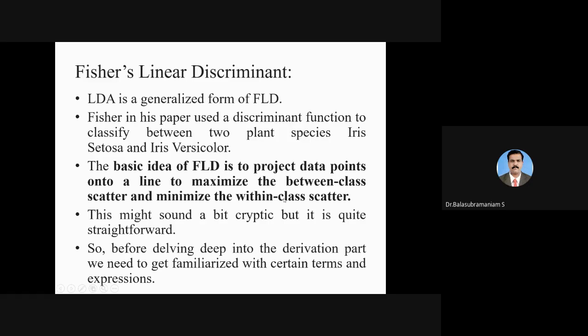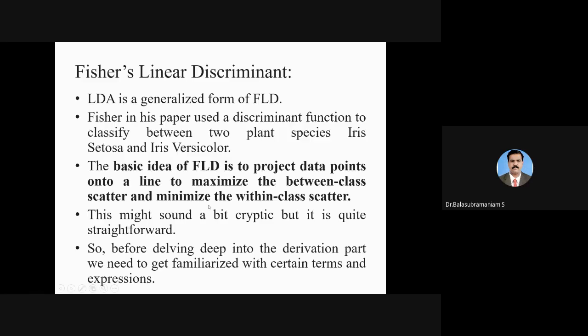In our given problem, there will be two classes, class 1 and class 2. The data points belong to class 1. How much variability is there between these data points in class 1? Similarly, how much variability among the data points in class 2? That is class 2 scatter. This is called within class scatter. Similarly, we have to find the between class scatter, that is, between class 1 and class 2. The data points in class 1, the data points in class 2: what is the variability between class 1 and class 2? That is called between class scatter.